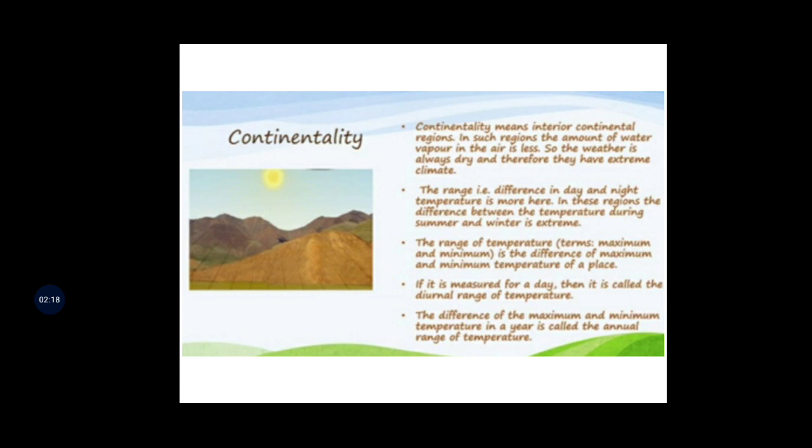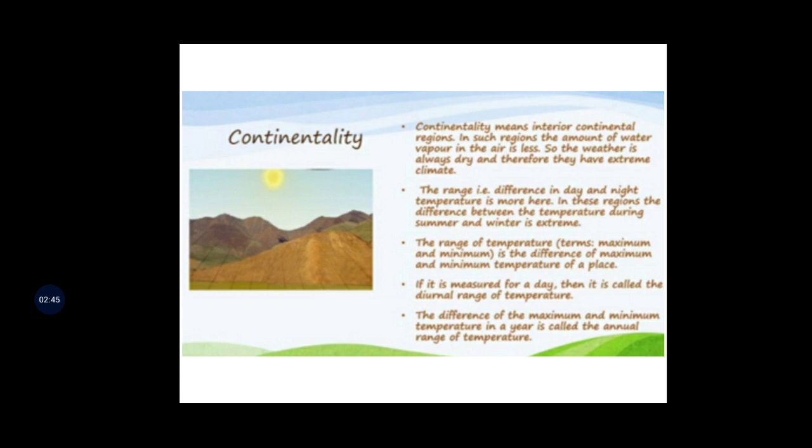In the coastal areas, as compared to continental areas, the temperature of air is lower during the day and warmer at night. Contrary to this, the temperature of air in the continental areas is higher during daytime and lower at night. So this leads to a sharp difference in the day and night temperature.